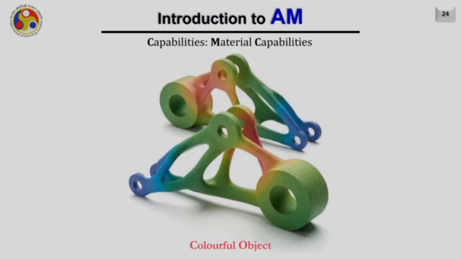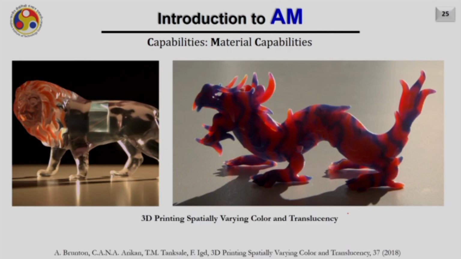You can create colorful objects, and you can give these colors not to the periphery, but to the interior of the object. Some of the examples are shown here. You can also create transparent objects by this technology, and a very suitable process for this will be the wet photopolymerization based process. And another example of a colorful object.